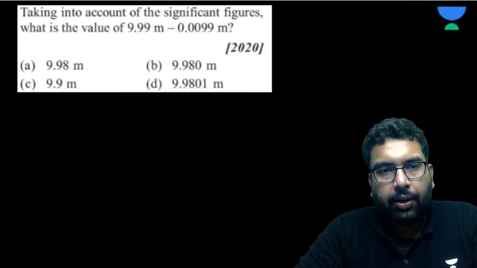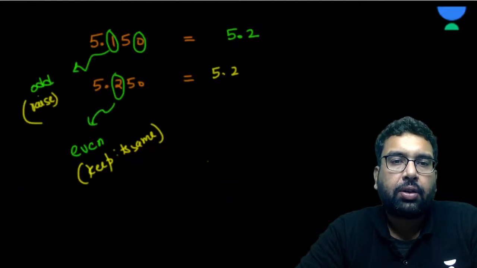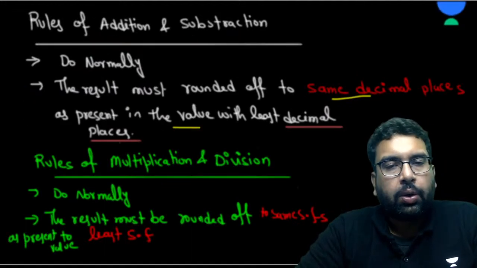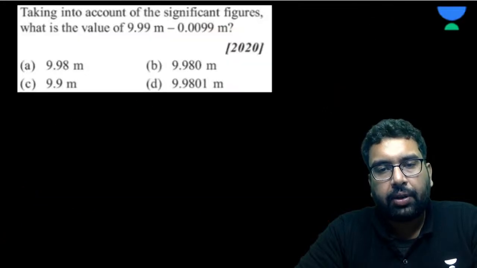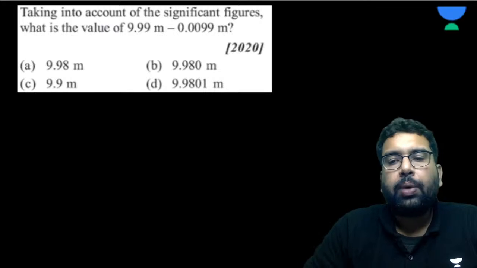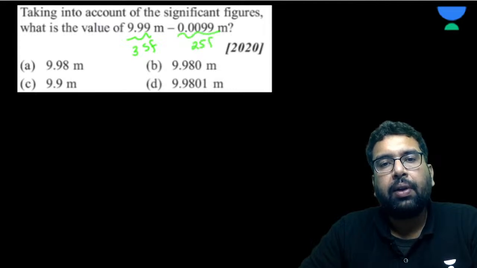So see, significant figures. We just spoke about the rule of addition and subtraction, right? When you are adding or subtracting two significant figures, how many significant figures are there in this? We are having three significant figures here. And how many significant figures are present in this? We are having two significant figures present here.